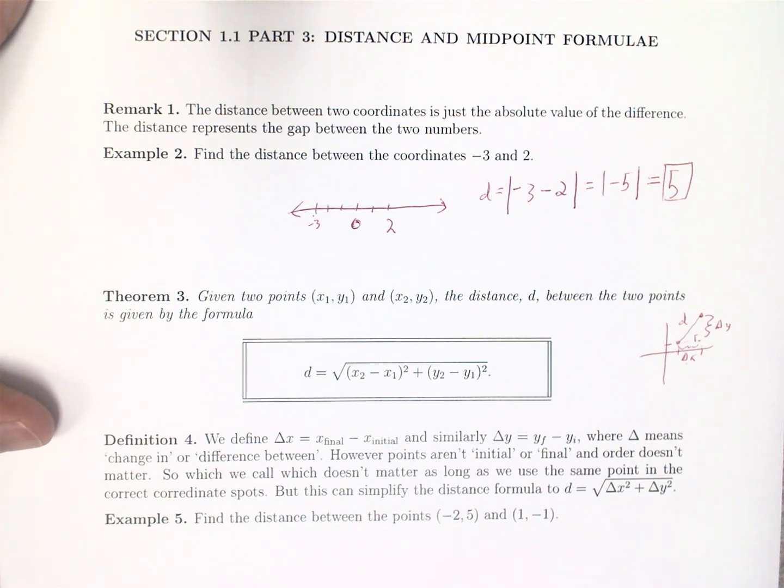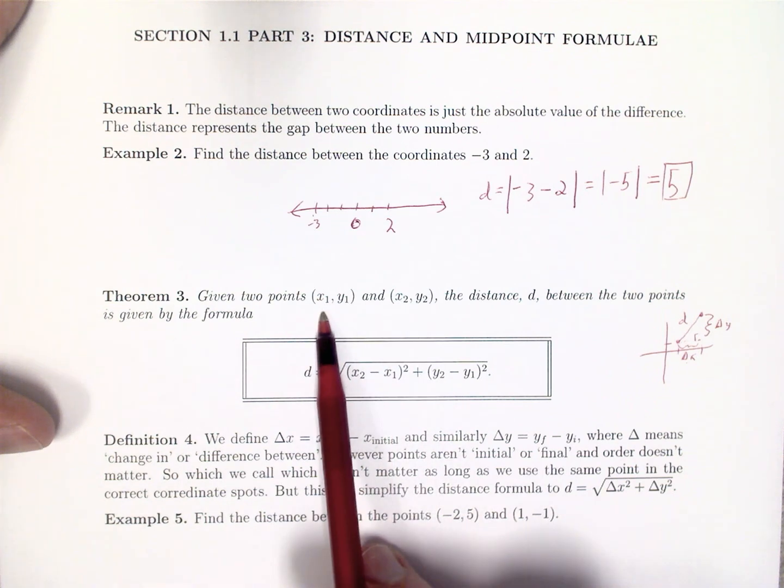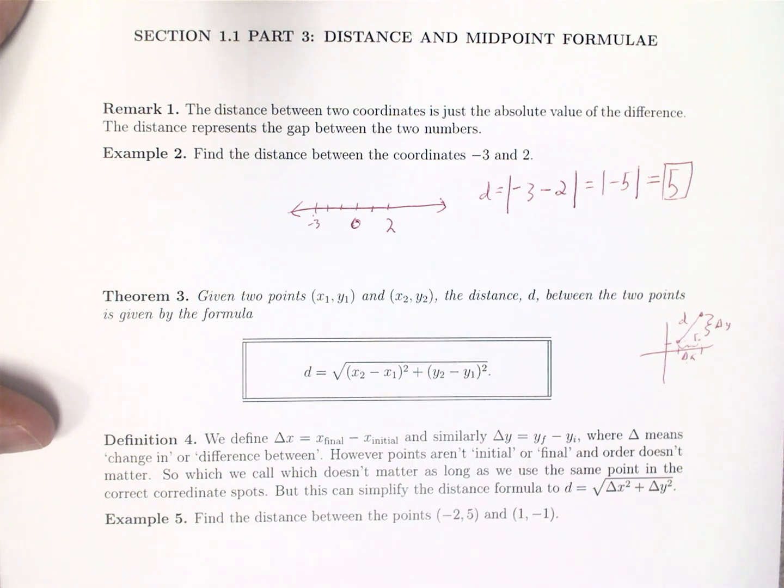However, points aren't initial or final. Usually that's referring to time or some other things like starting location if the direction matters, but for our case it does not. As long as we use the same coordinates for the same point, so even if I called this one x2, y2, and this one x1, y1, it wouldn't matter. So let's do an example.